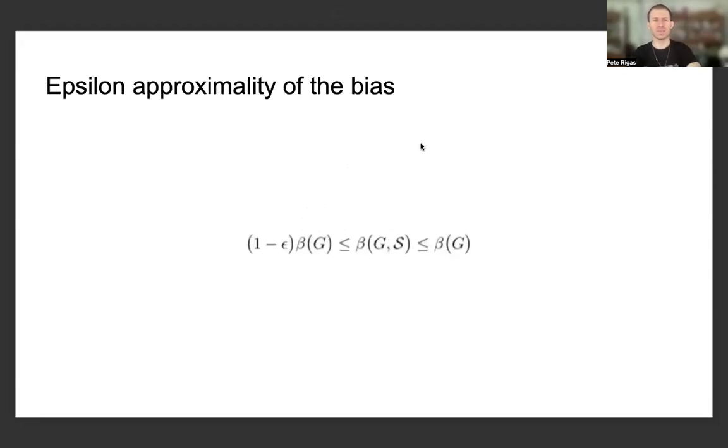And the epsilon approximality of the bias for the two-player setting is again a very helpful notion because it's relating to the fact that given the existence of some strictly positive parameter epsilon, we can look at lower bounding beta sub g of script S as being greater than or equal to a 1 minus epsilon multiplicative factor of beta sub g, and also being upper bounded by beta sub g.